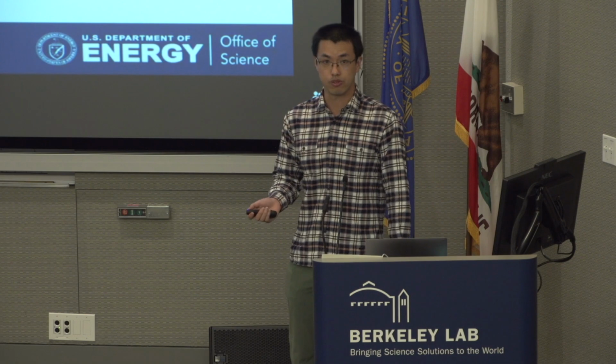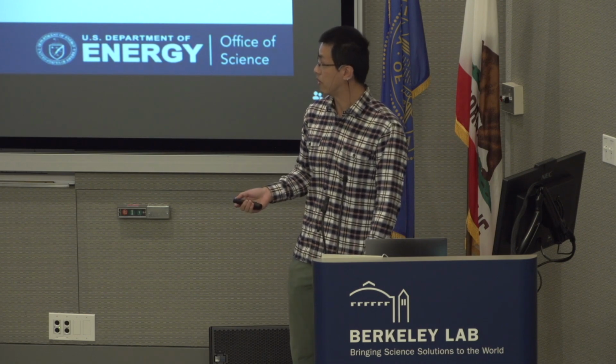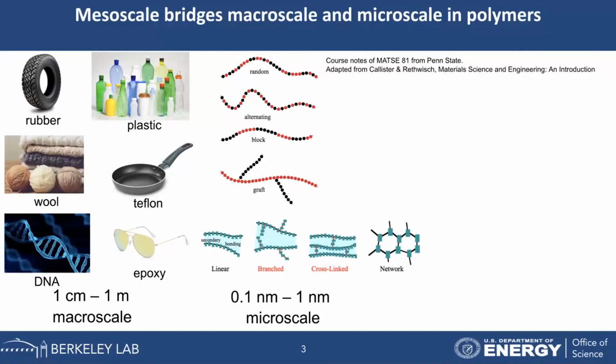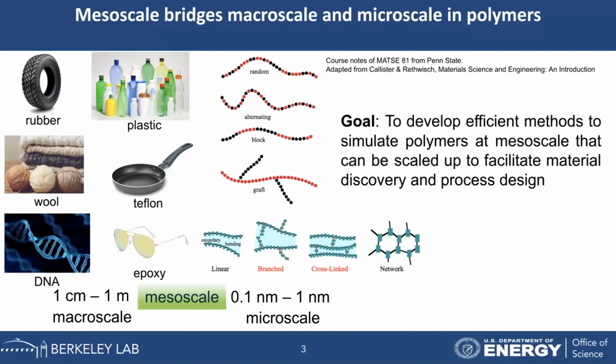So it's not possible to resolve every detail up to the application scale. That's why we are interested in the mesoscale model. Meso means intermediate, meaning that we only resolve part of the details and coarse-grain the rest, while capturing the physics at larger scales. So the goal of this project is to develop efficient methods to simulate polymers at mesoscale that can be scaled up to facilitate material discovery and process design.